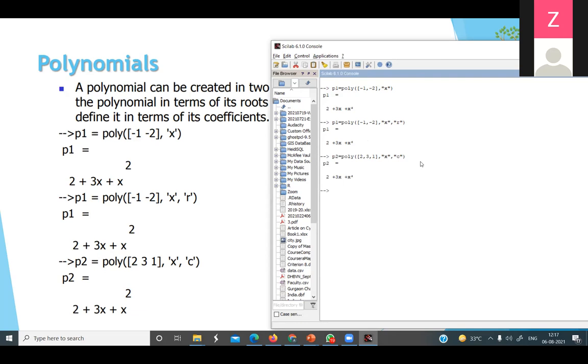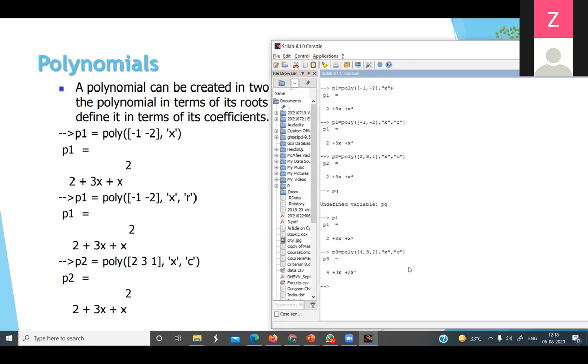So 2 plus 3x plus x square. The equation is done. So P1 is this equation. Let us create another equation with different coefficients. So this is another equation, P3. We know P1 is 2 plus 3x plus x square, and P3 is 4 plus 3x plus 2x square.